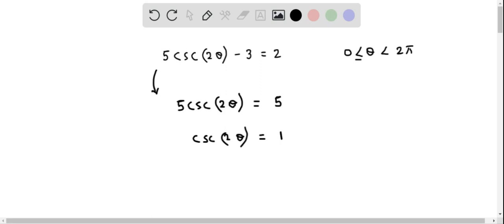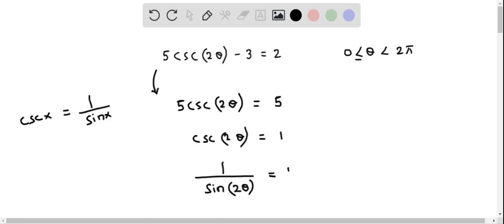Now I'm going to use this reciprocal identity, that is cosecant x can be written as 1 over sine x. Therefore, we can write the cosecant of 2 theta as 1 over sine of 2 theta. So on the left side, I write cosecant 2 theta as 1 over sine 2 theta, and this equals 1.